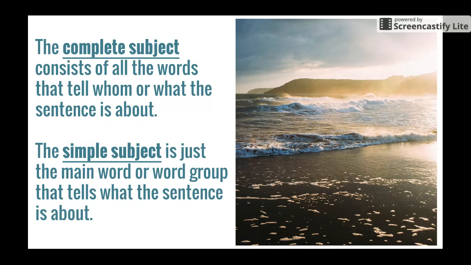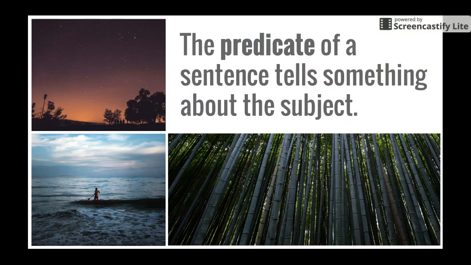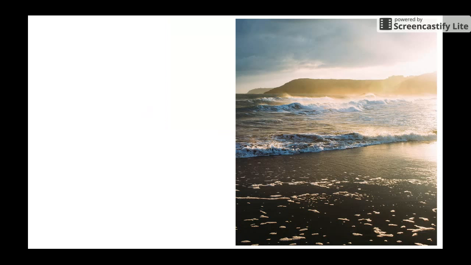Let's recap. The complete subject consists of all the words that tell whom or what the sentence is about. The simple subject is just the main word or word group that tells what the sentence is about. So the complete subject contains the simple subject, and that makes up one part of the sentence. The other part of every sentence is made up with the predicate, and that is the part of a sentence that tells us something about the subject.